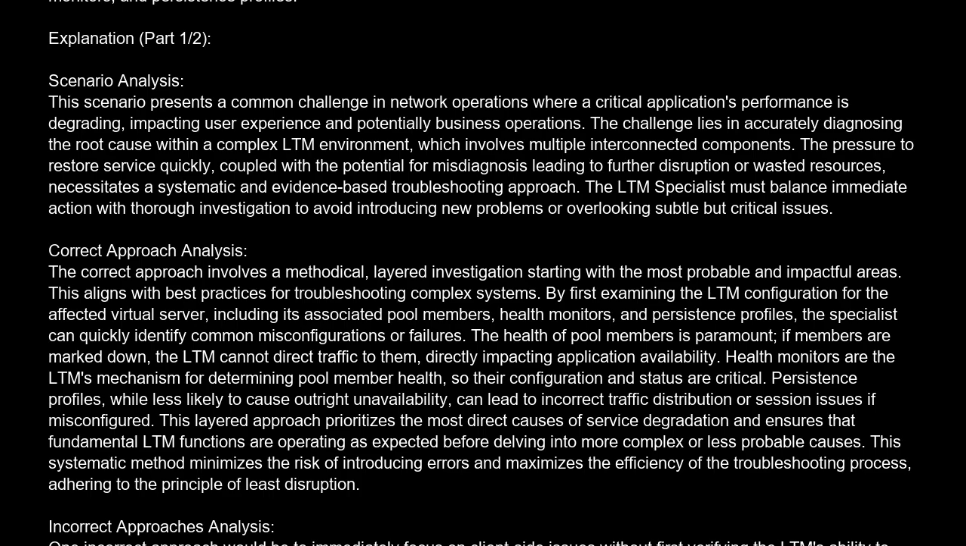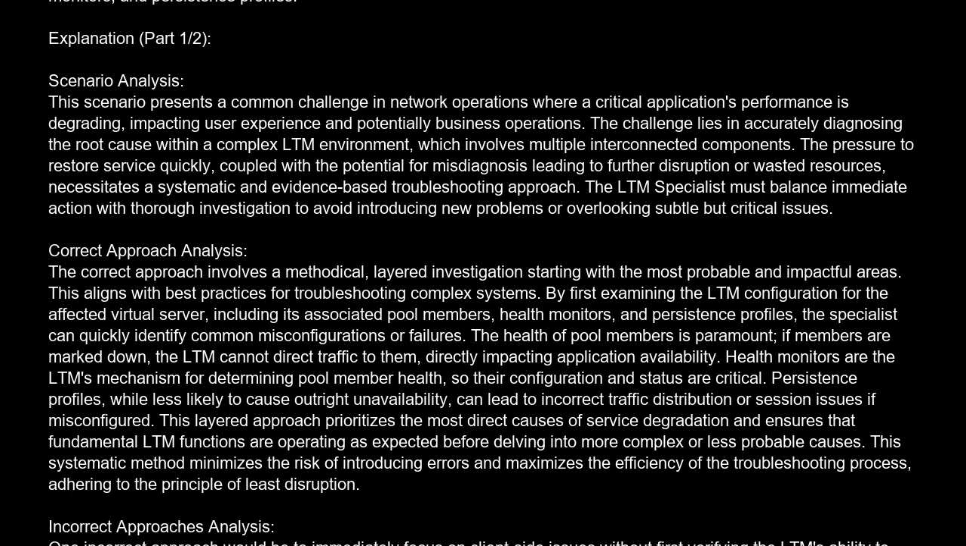This layered approach prioritizes the most direct causes of service degradation and ensures that fundamental LTM functions are operating as expected before delving into more complex or less probable causes. This systematic method minimizes the risk of introducing errors and maximizes the efficiency of the troubleshooting process, adhering to the principle of least disruption. Incorrect approaches analysis.